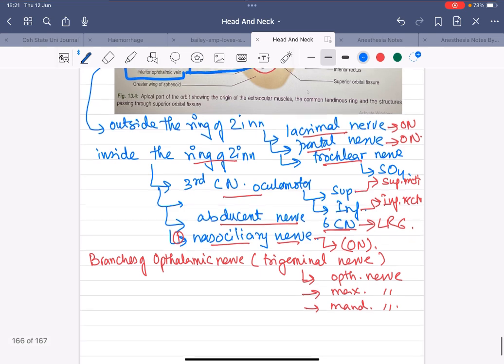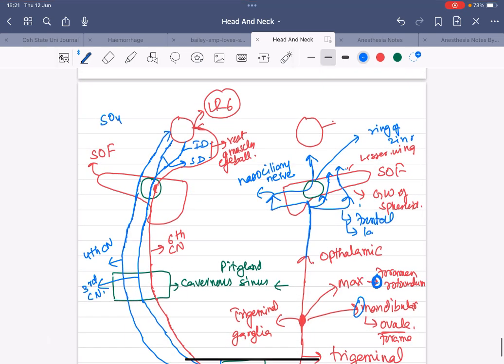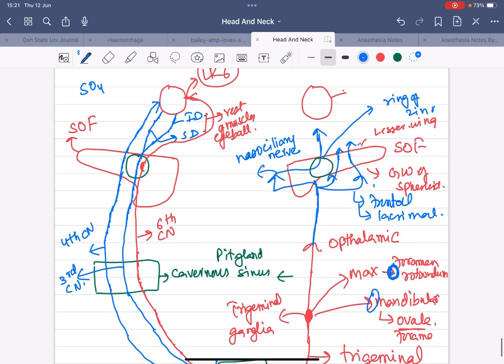Lacrimal nerve. So the frontal and the lacrimal nerve do not pass through the ring of Zinn. So LFT nerves are outside the ring of Zinn. LFT which one? Frontal, lacrimal, and here the fourth, this one, trochlear nerve. It is outside the ring of Zinn. Frontal nerve, lacrimal nerve, LFT, outside the ring of Zinn.